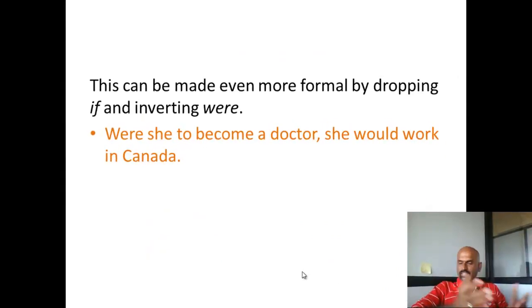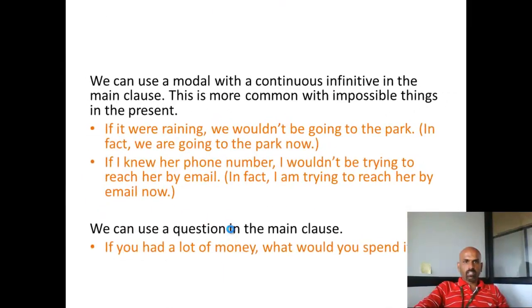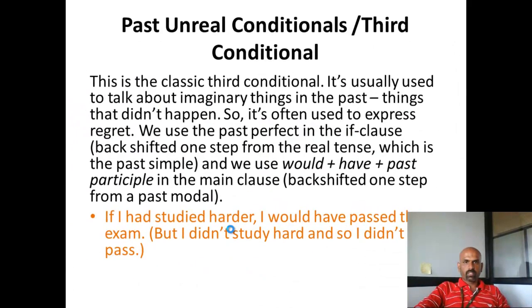And look at the other one. Same thing. How to make that previous sentence more formal? Were she to become a doctor, she would work in Canada. If it was raining at 10 o'clock, we wouldn't go to the park. If it were raining at 10 o'clock, we wouldn't go to the park. Here, "was" we will not use, so they changed it to "were", and they have made it more formal. Were it raining at 10 o'clock, we wouldn't go to the park. We have already seen enough examples.